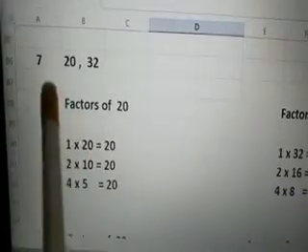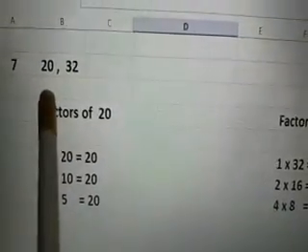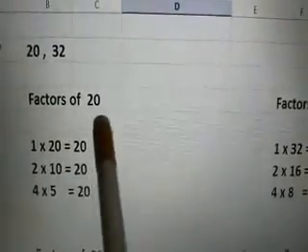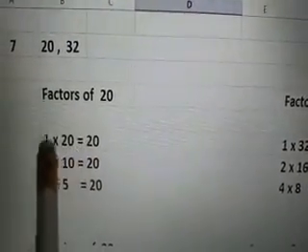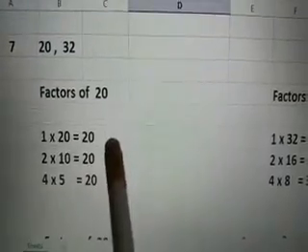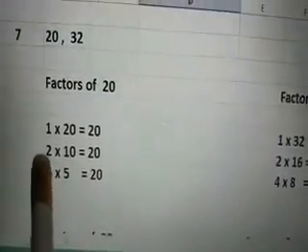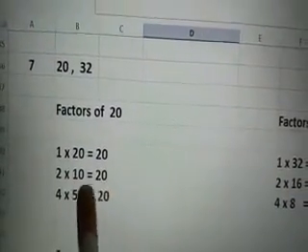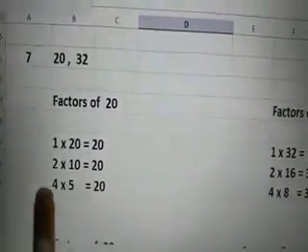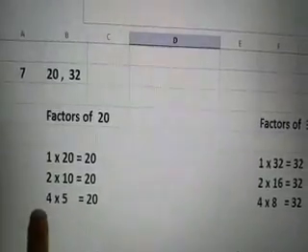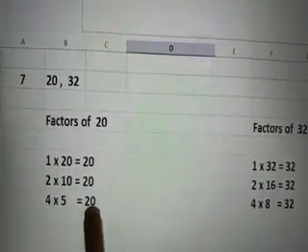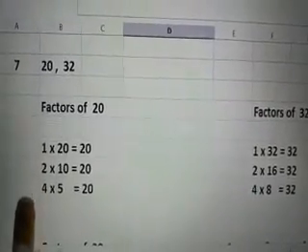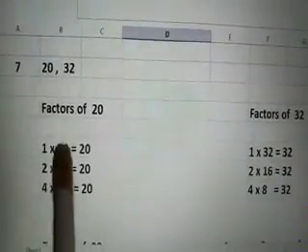Now let us take the 7th part. We have to find factors of 20 and 32. So the factors of 20 are 1 and the number itself, meaning 1 and 20. 20 is an even number, so 2 will be a factor. So 2 times 10 is 20, we know. Then 3 will not be a factor. So come to number 4. 4 times 5 is 20. So the factors of 20 are 1, 2, 4, 5, 10 and 20.